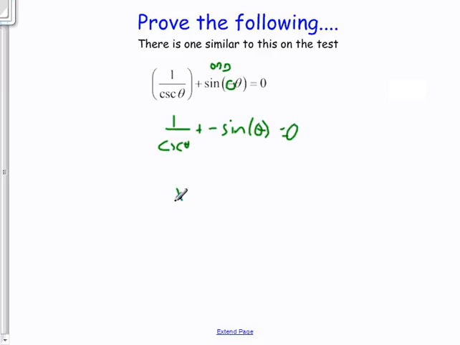So then you have, if we're working this out, cosecant of theta is sine of theta plus a negative sine, which is just minus sine, which equals 0. That's it.